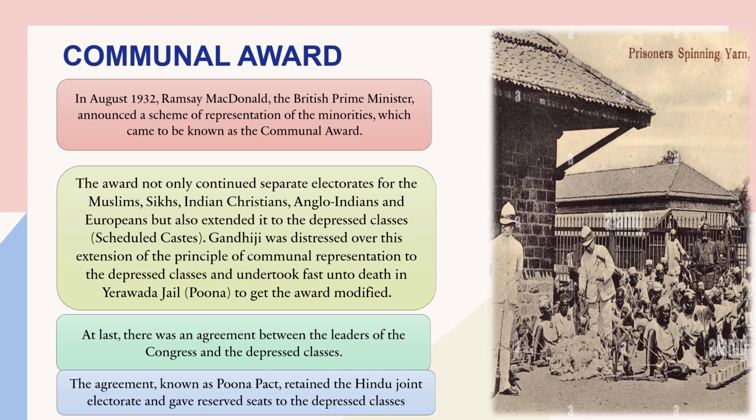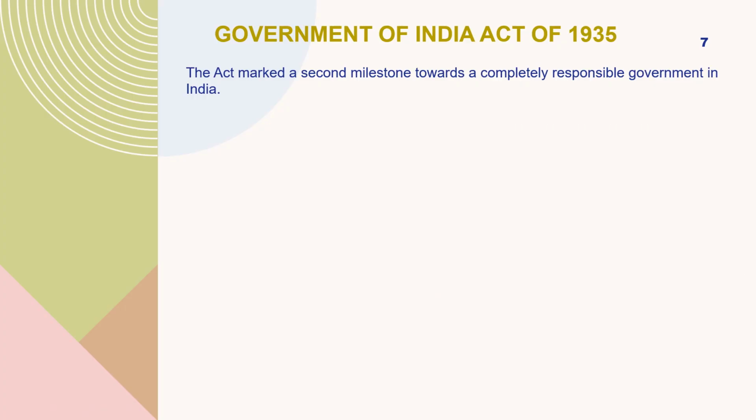Gandhiji was distressed over this extension, and he undertook a fast until death in the Yerwada jail to get the award modified. At last, there was an agreement between the leaders of Congress and the depressed classes. This agreement was known as the Poona Pact, and it retained the Hindu joint electorate and gave reserved seats to the depressed classes. Next one is Government of India Act of 1935.